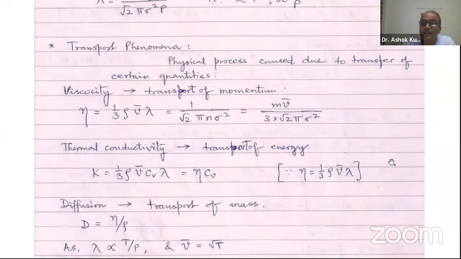So what are the conditions? The temperature difference should be 1 degree Kelvin or Celsius. The surface area should be 1 meter square. The distance between the two layers should be 1 meter, and time should be 1 second.